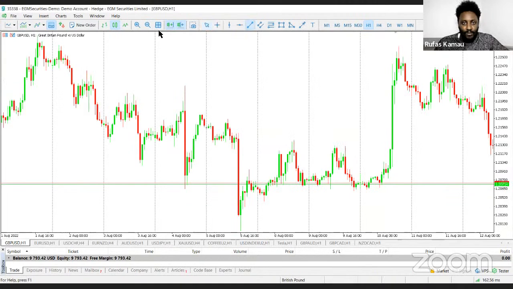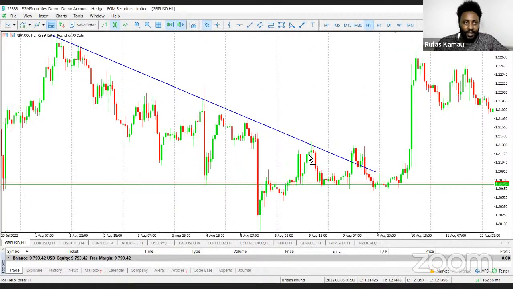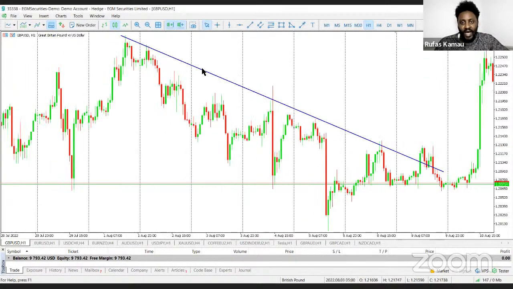I'll be drawing a small trend line here, connecting the highs in the market, or the series of highs in this particular market. And I'll explain. The highs represent a ceiling, or what we describe as the resistance in the market.